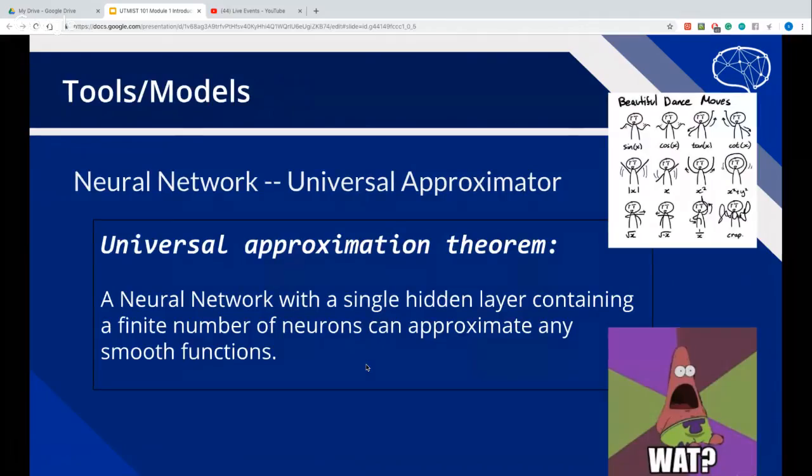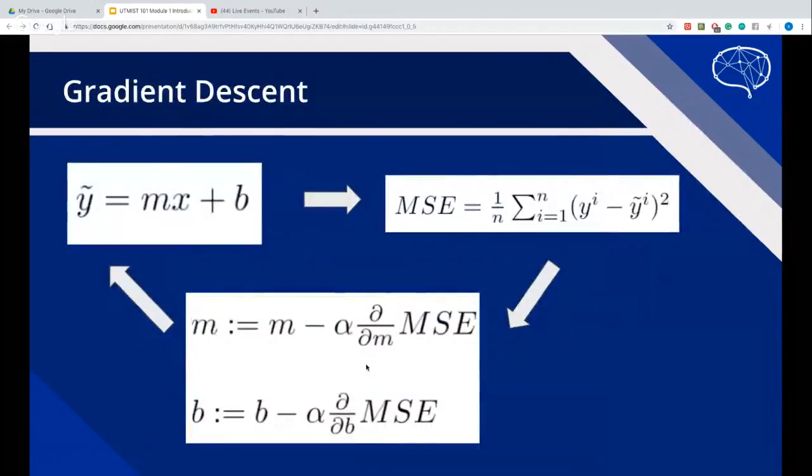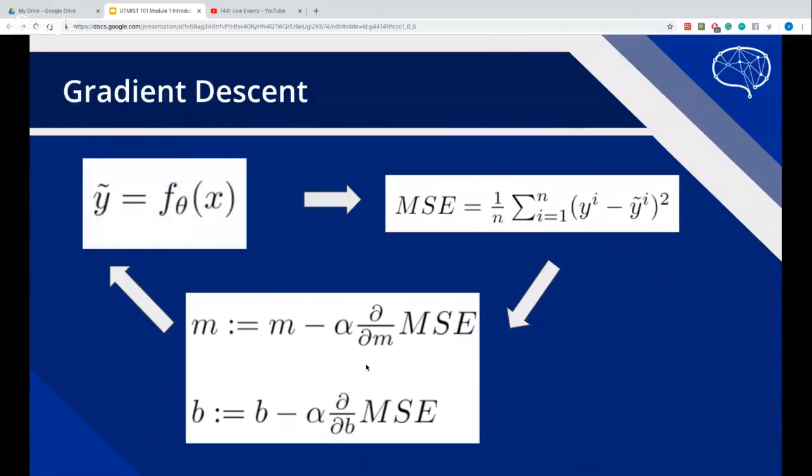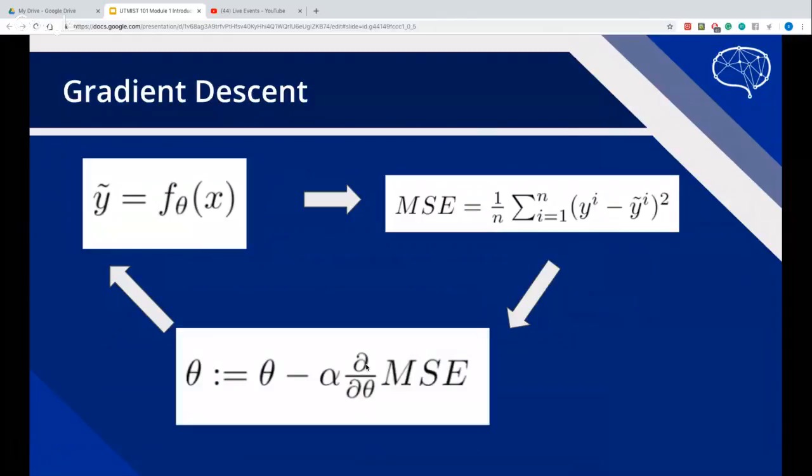So how do we learn the W and B we just talked about? Same stuff. We use gradient descent, the same gradient descent we had before for linear regression. But instead of M and B, we have W and B, and then we have many. y is equal to f of x still, but given a theta. Theta is the parameter. So we do the same iteration and update the parameter as we do in linear regression.